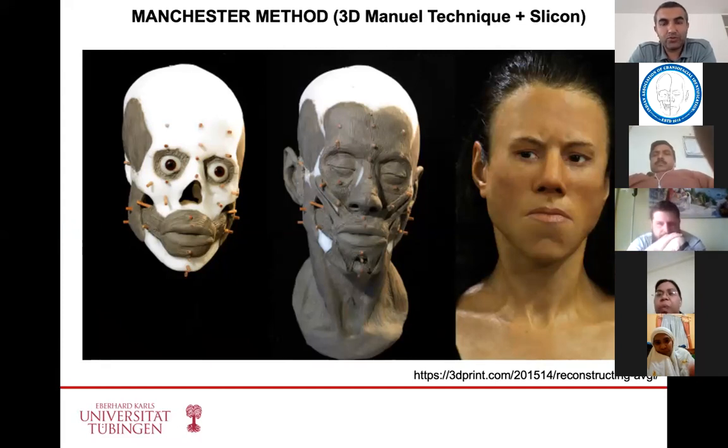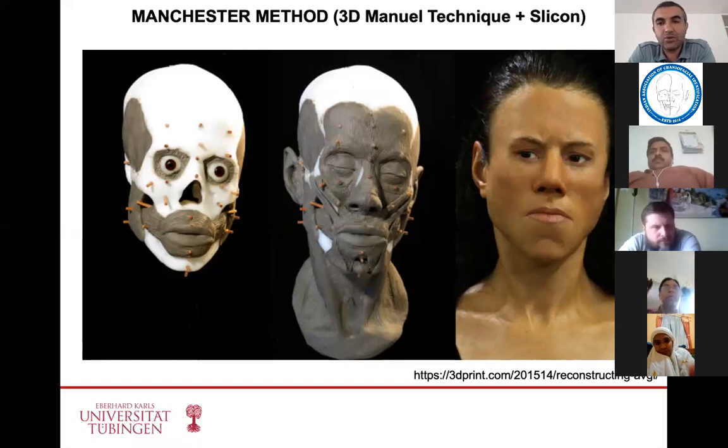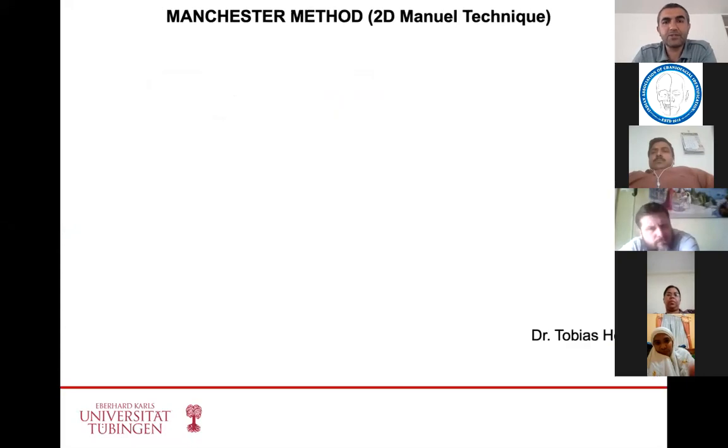The workflow is almost the same. We make a duplicate of the skull, apply the soft tissue thicknesses, and then apply all the facial soft tissues, specifically the facial muscles. And at the end, we apply silicone. We normally don't tend to apply silicone to forensic cases. We prefer to use silicone in archaeological cases in order to get realistic faces. The third one is a two-dimensional technique.